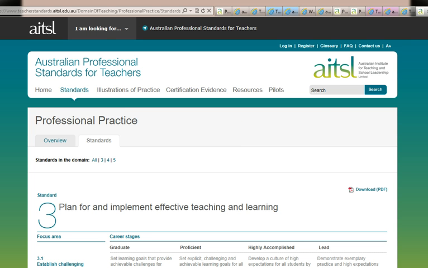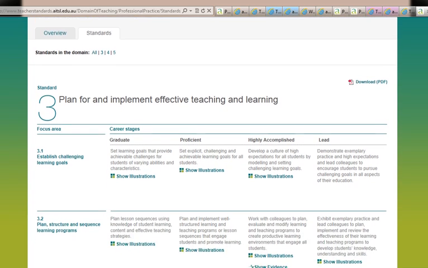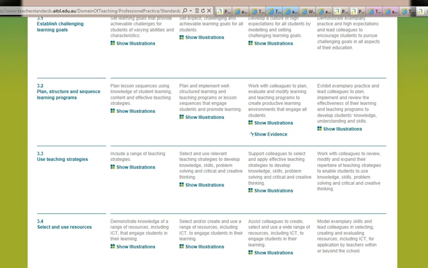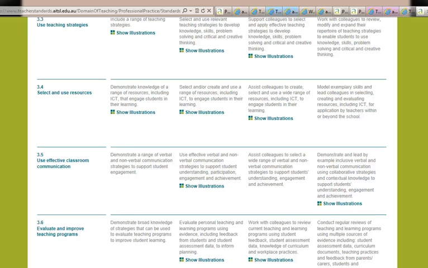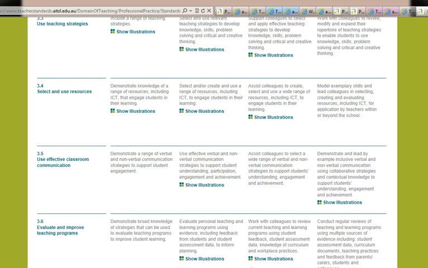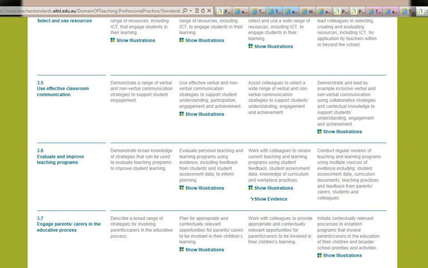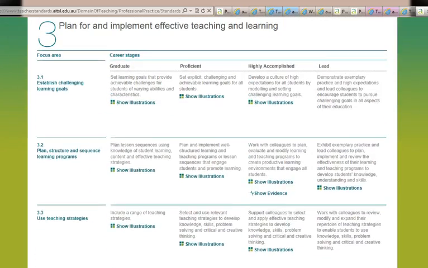Part of the professional practice of all teachers is planning for and implementing effective teaching and learning. This involves a number of focus areas: establishing challenging learning goals, planning, structuring and sequencing learning programs, using teaching strategies, selecting and using resources, using effective classroom communication, evaluate and improve teaching programs, and engage parents and carers in the educative process. There are many implications here for planning at the individual lesson level.